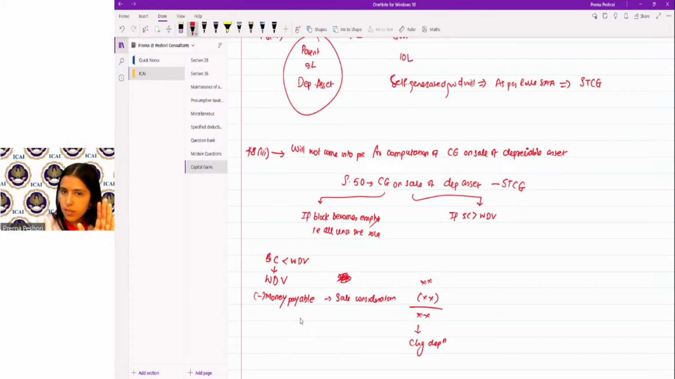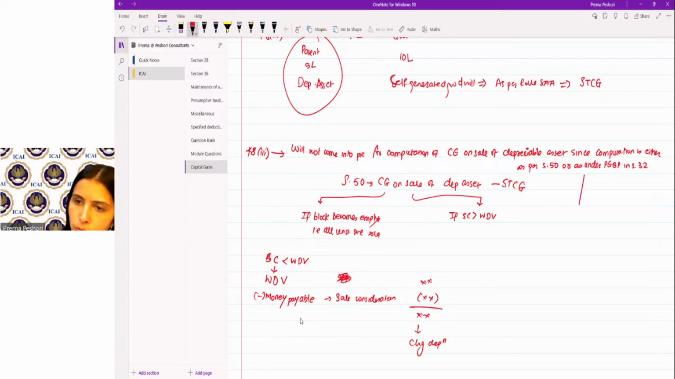Right? So therefore, even 48 will not apply in PGBP, right? Since the computation is either as per section 50 or as under PGBP in section 32.